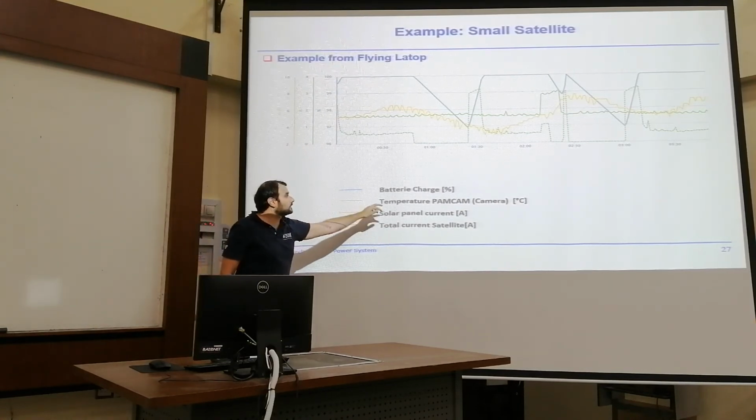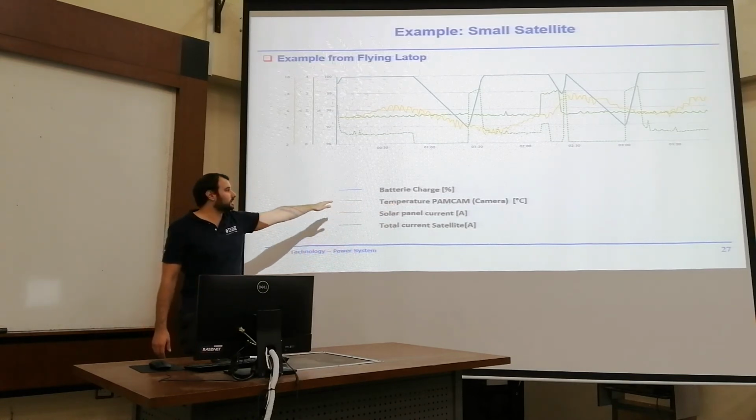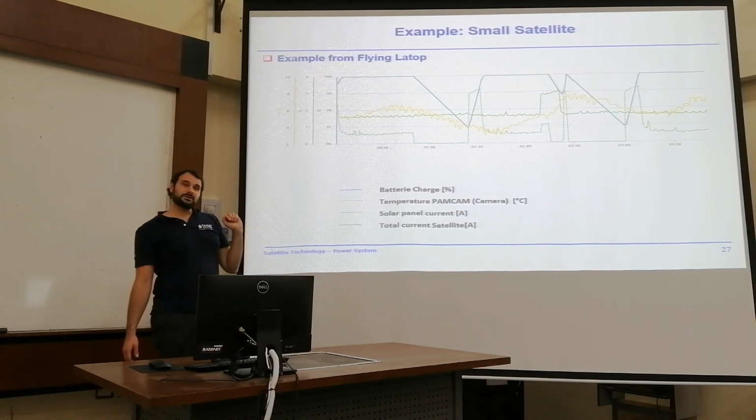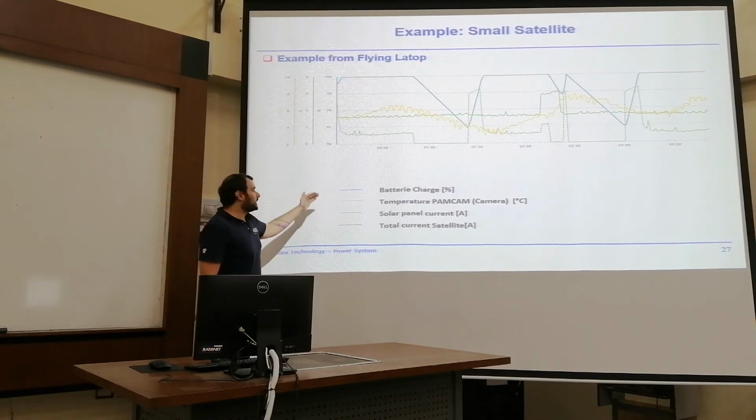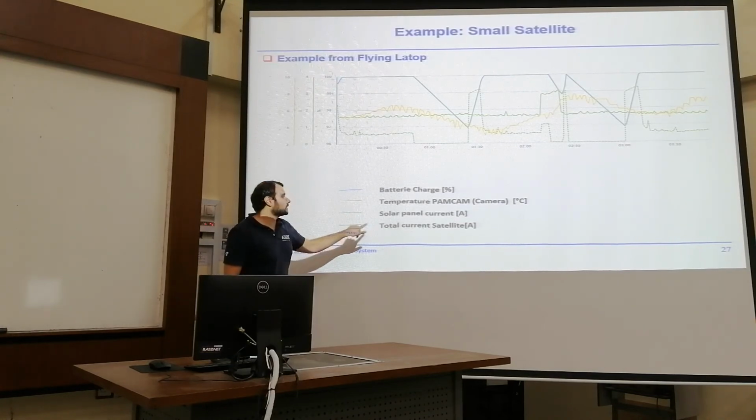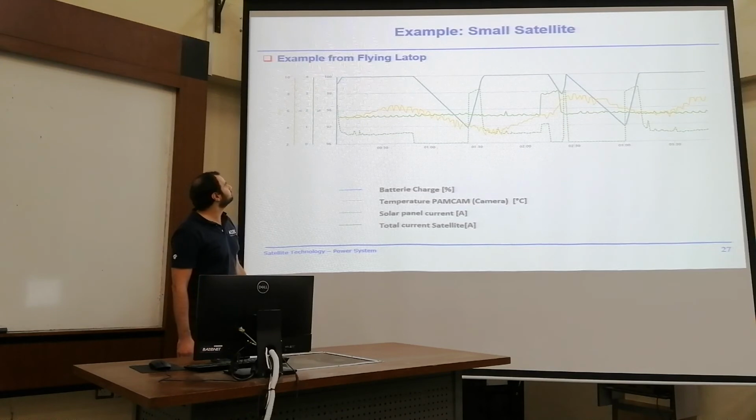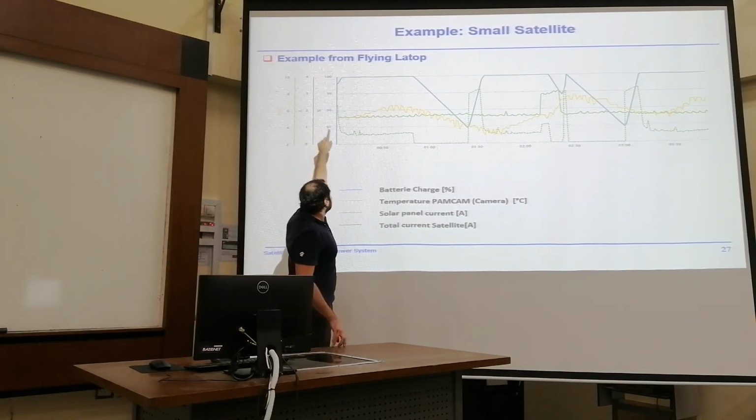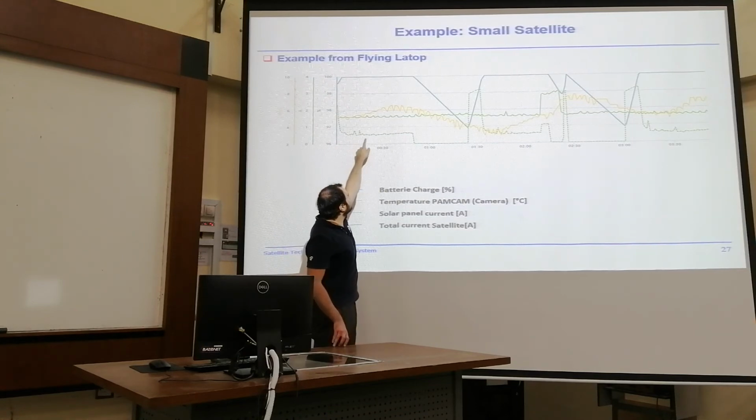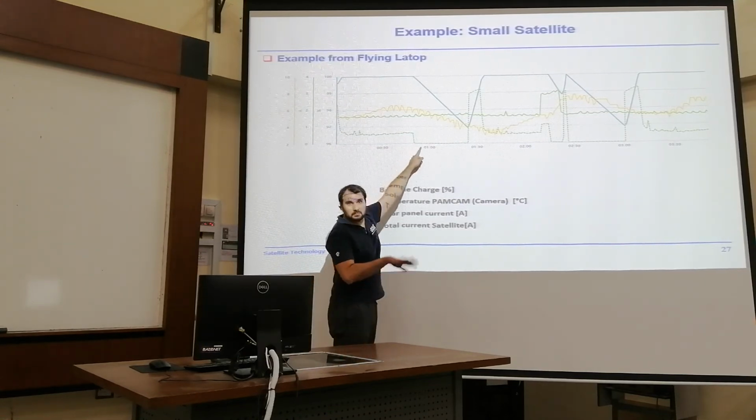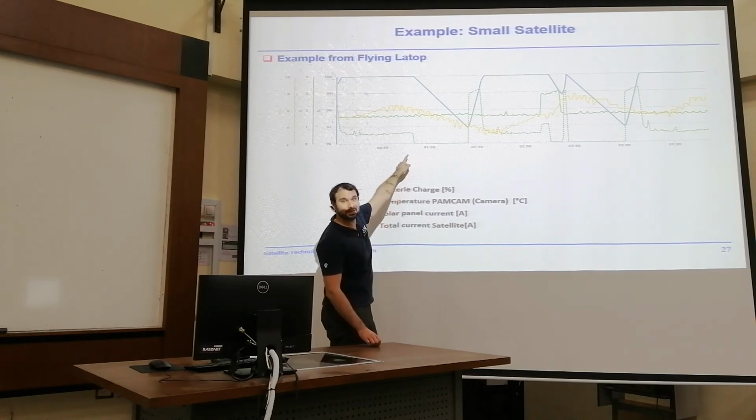We have the temperature of the PEM, it's a camera system, in degrees Celsius. So imagine whenever the temperature of the camera goes up, it's probably in operation. We have the solar panel current with the dashed line and the total current of the satellite, both in amperes. And then look at it. First, there's some solar panel current coming in, and here it immediately goes to zero, probably the eclipse phase.